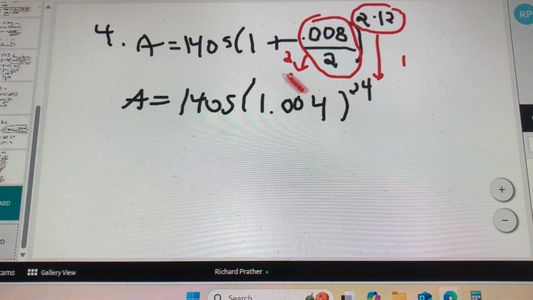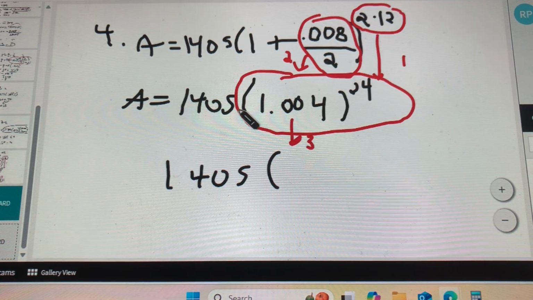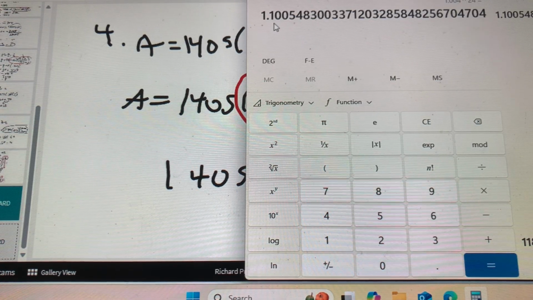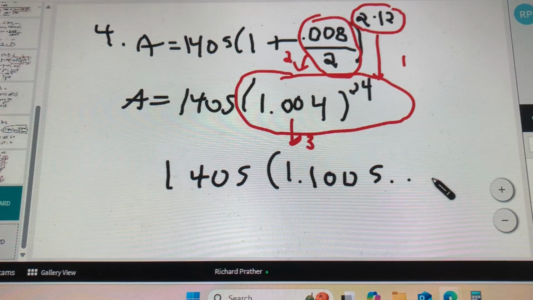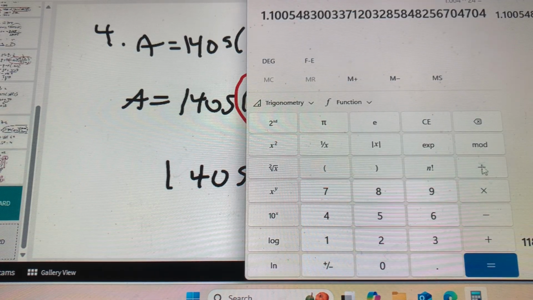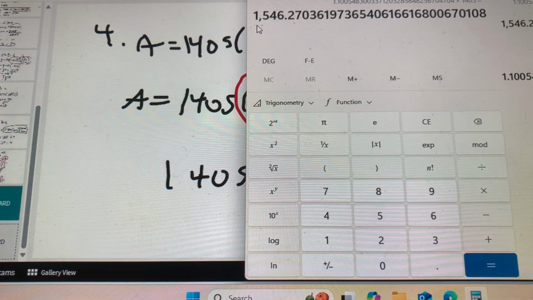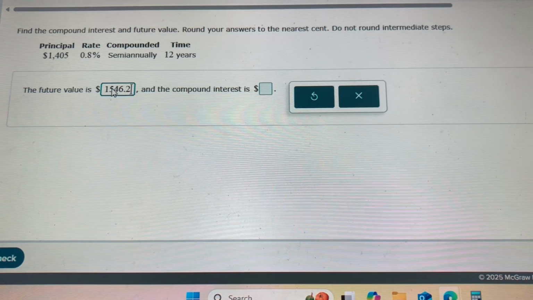So now step 3 is always the exponent. 1.004 to the 24th power. And I'll just write 1.1005 dot dot dot because it goes on for a very long time. But just instantly hit times the dollar amount of 1405. So here's the future value answer. 1546 and 27 cents. 1546.27.